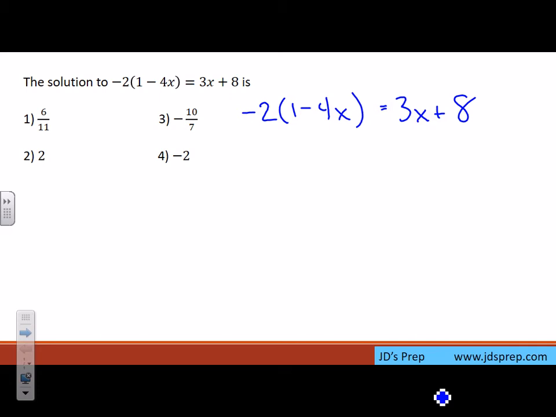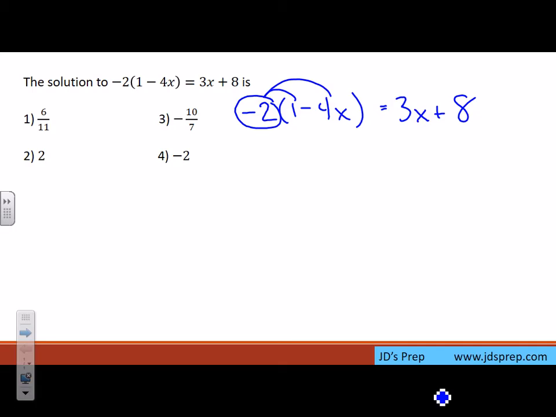Since all we have is x, there's no x squared, there's no other powers or radicals involved, we have just a linear equation with one variable x. The first thing we want to do with our linear equations is to distribute to remove any parentheses. So we're going to take this negative 2 here and multiply it by both the 1 and the minus 4x.